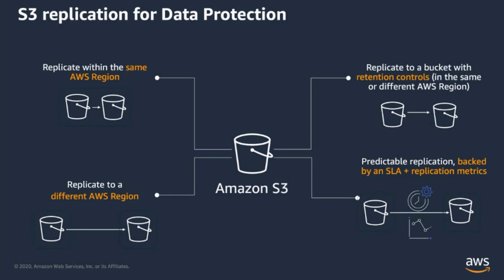Now, suppose you also had a requirement for predictable data replication and need visibility into Amazon S3 replication times. S3 Replication Time Control can provide metrics and an SLA that 99.99% of objects will be replicated within 15 minutes. S3 Replication Time Control includes replication metrics, which can monitor the total number of S3 API calls that are pending replication, the total size of the objects pending replication, and the maximum replication time to the destination region. So let's take a closer look at how you can configure S3 replication for data protection.